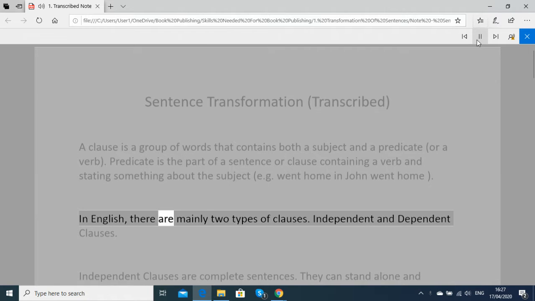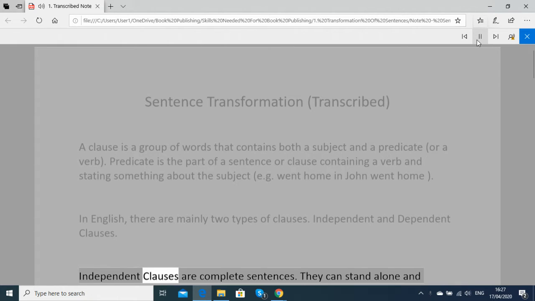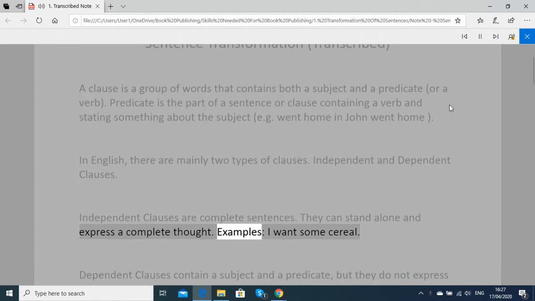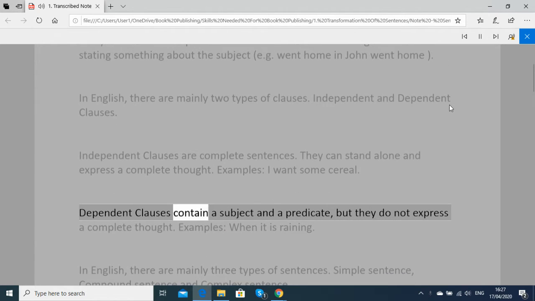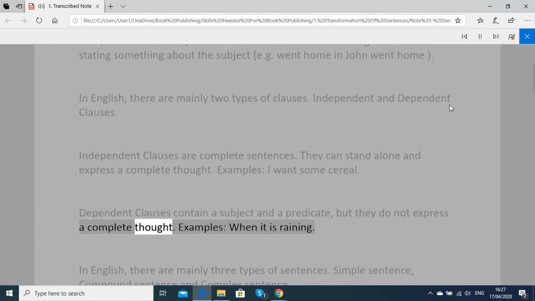In English, there are mainly two types of clauses: independent and dependent clauses. Independent clauses are complete sentences. They can stand alone and express a complete thought. Examples: I want some cereal. Dependent clauses contain a subject and a predicate, but they do not express a complete thought. Examples: when it is raining.